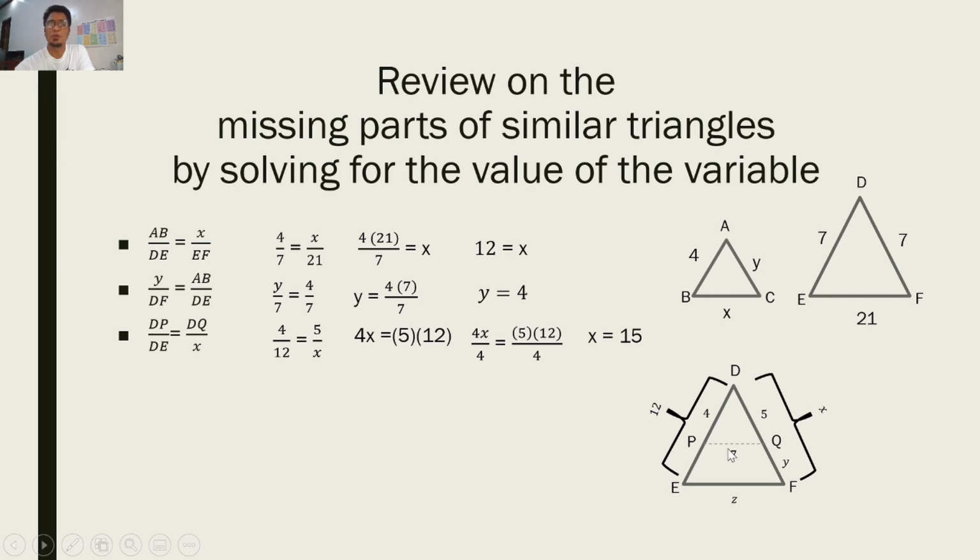Okay lang? So, kung napansin nyo, hindi natin pinansin yung ibang number. Kung ano lang yung ibibigay sa atin, dun lang po tayo nakafocus. Kagaya pa nito, EP over PD. EP, PD, and then Y, ayun yung Y, and QD.